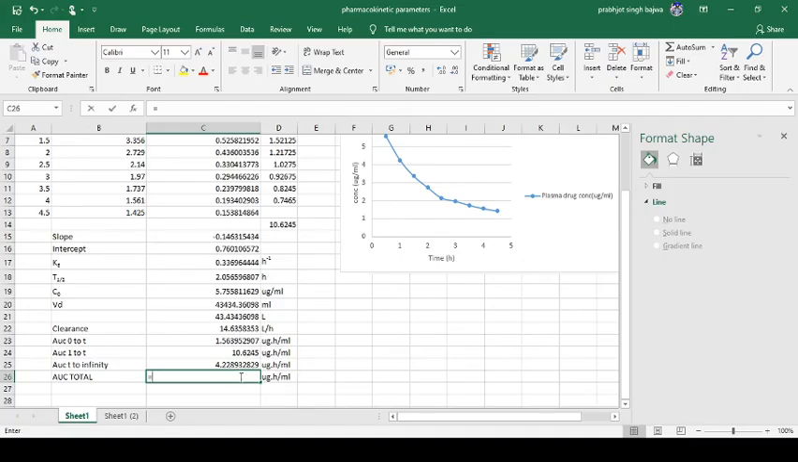Now we will calculate the total area under the curve. It is the sum of these three values, equal sum of all these values, 0 to T, 1 to T and T to infinity. Bracket close, we will press enter. So this is the total area under the curve, 16.41 microgram hour per ml.